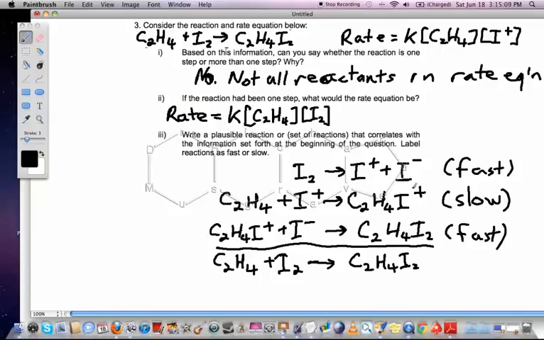And again, I want to highlight the importance of being able to tell when the slow step is not the first step. What I did was I looked at this and said, well, C2H4 and I+. The I+ has to come from somewhere. It certainly didn't come from the initial reaction, because I2 can then give the I+, but we're going to have to put this in some kind of second step once the I+ has been formed in some kind of previous step.